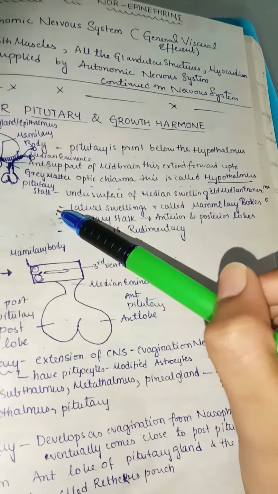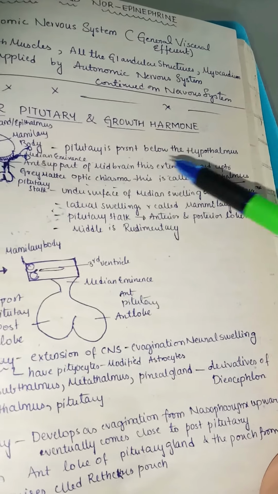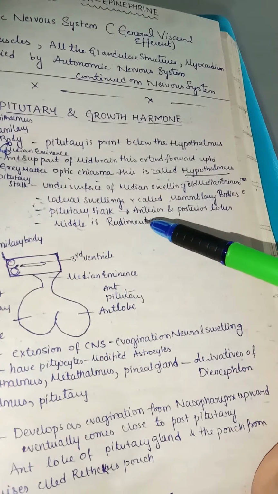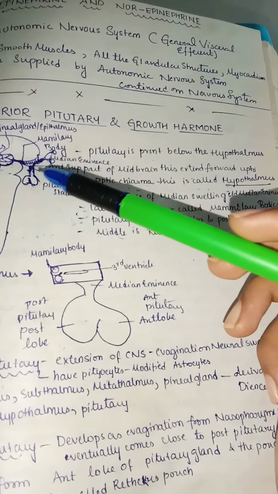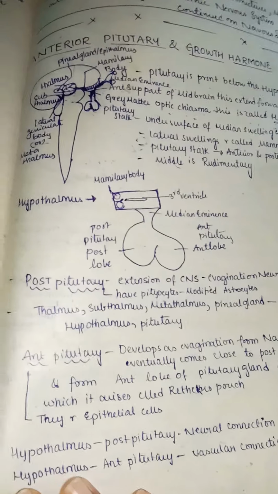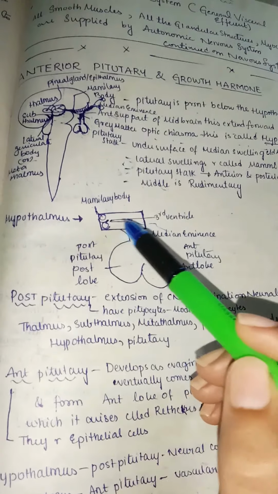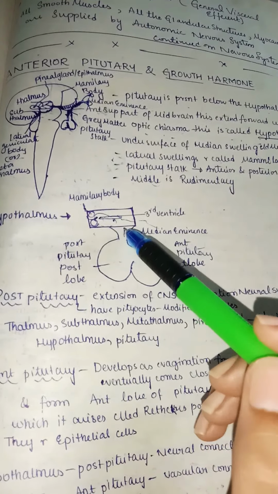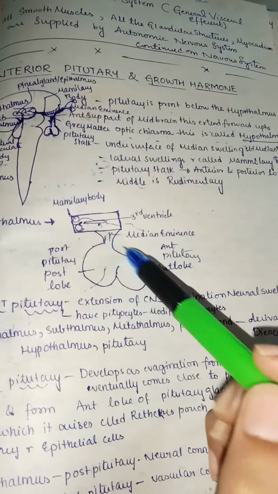The pituitary stalk is under the surface of the median swelling called the median eminence, and lateral swellings are called mammillary bodies. The pituitary stalk gives rise to anterior and posterior lobes, and the middle portion is rudimentary. That's why it ends here only. So you can see this is the hypothalamus, here on the sides you have the mammillary body, and up it's actually on the third ventricle, and below this you have the median eminence. This is the posterior pituitary, posterior lobe. This is the anterior pituitary.